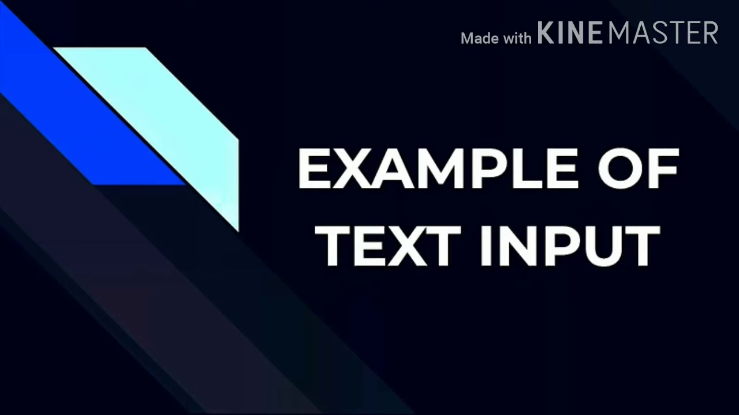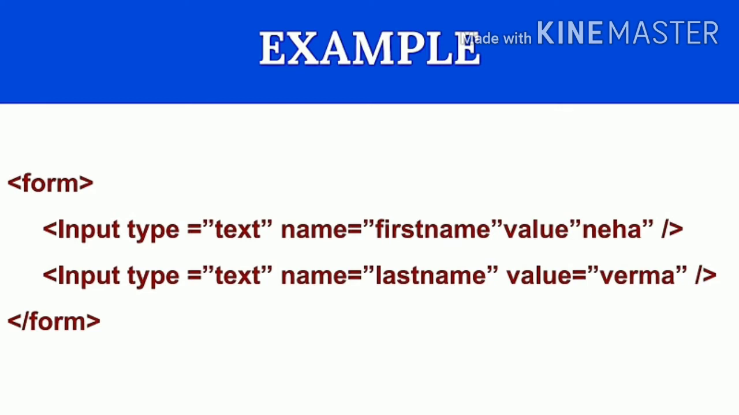Let's start to see the example of text input. Then I hope you will be sure what the input element is and how we define the type, name and value in the input element. You can see that we use a pair tag form, and in the input element we give the type as text, the name of the input element as first name, and the value as Neha.